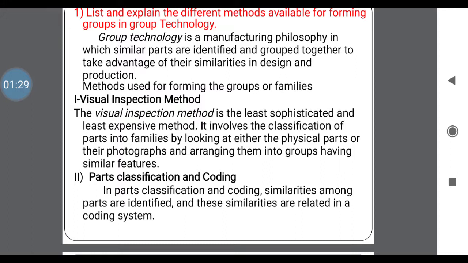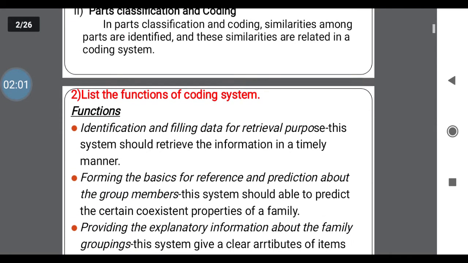The other type is parts classification and coding. In this, we make the groups with respect to the parts and code those parts with coding systems. In parts classification and coding, we identify the parts and similar groups in the form of a coding system. That is, one code is related to one group. These are the two methods of forming groups in group technology: one is visual inspection and the second is the parts classification and coding system.